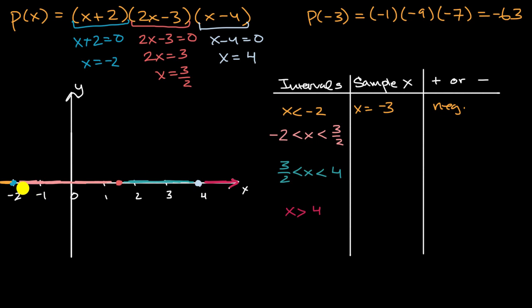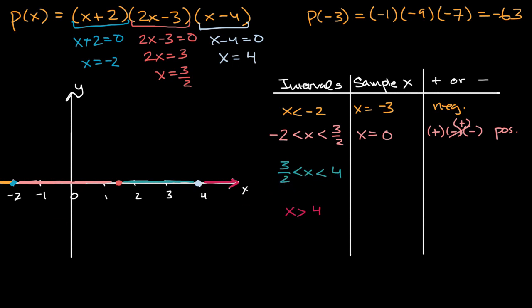Now in this second interval between negative 2 and 3/2, what is going to happen? Well, we could do a sample point. Let's say x is equal to 0. That might be pretty straightforward. When x is equal to 0, we're going to be dealing with a positive times a negative times a negative. The reason I did that, I just did it in my head, I said, okay, that's going to be a positive 2 times a negative 3 times a negative 4. So it's going to be a positive times a negative times a negative. Well, a negative times a negative is a positive, and a positive times a positive is a positive. So we are positive over that interval. And if you were to evaluate p of 0, you will get a positive value.